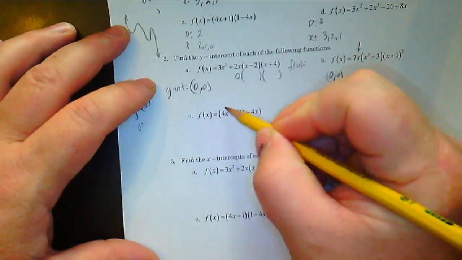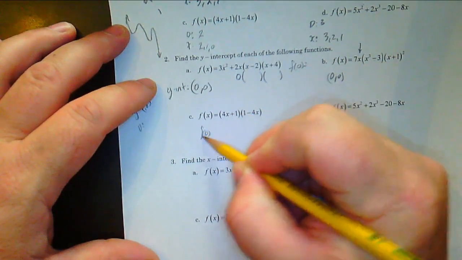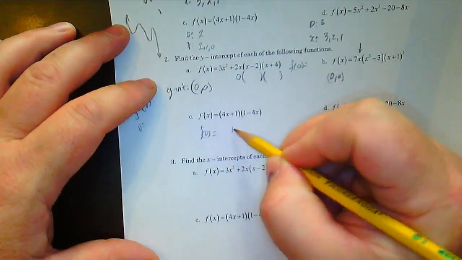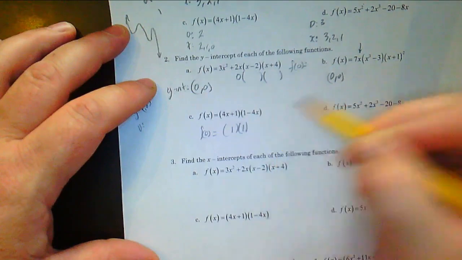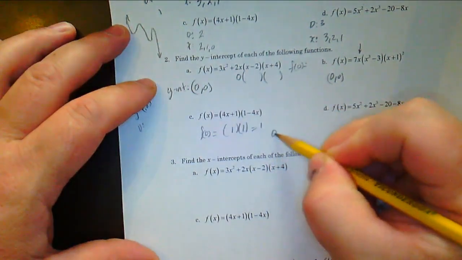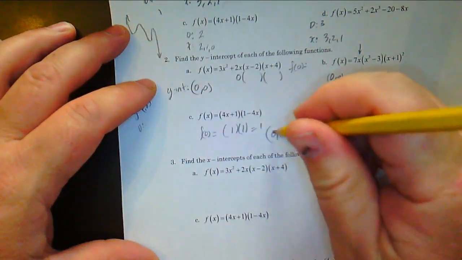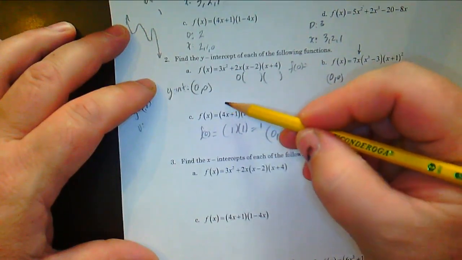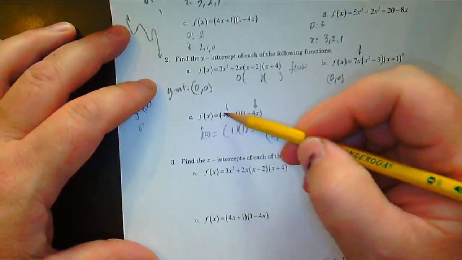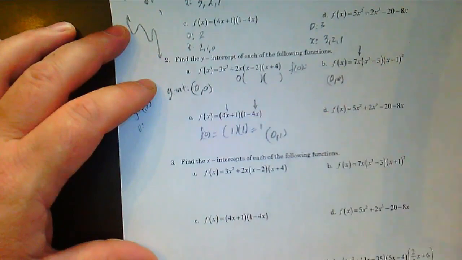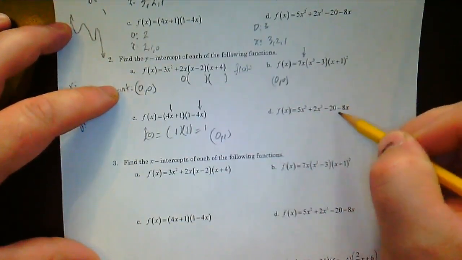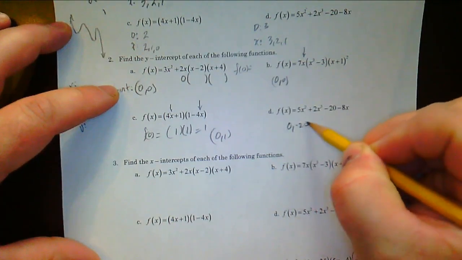This one. So f of 0, right? That's going to be 1 times 1. So that's 1. So we have (0, 1) as our y-intercept for this one. All I did was put a 0 for x. So this is 0 plus 1, and 1 minus 0. So it's 1 times 1. There we go. This one right here, it's going to be (0, -20).